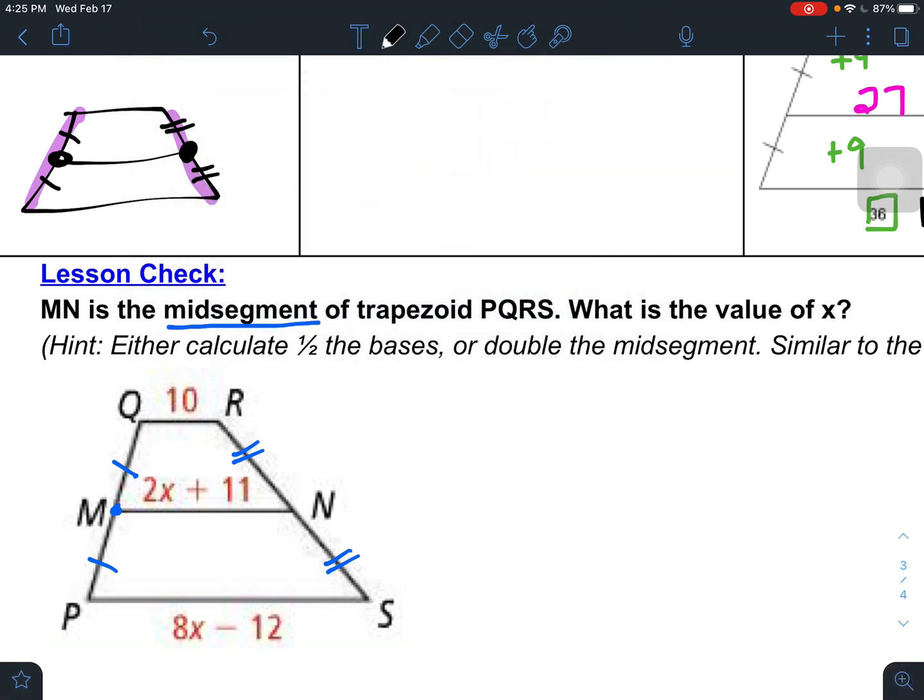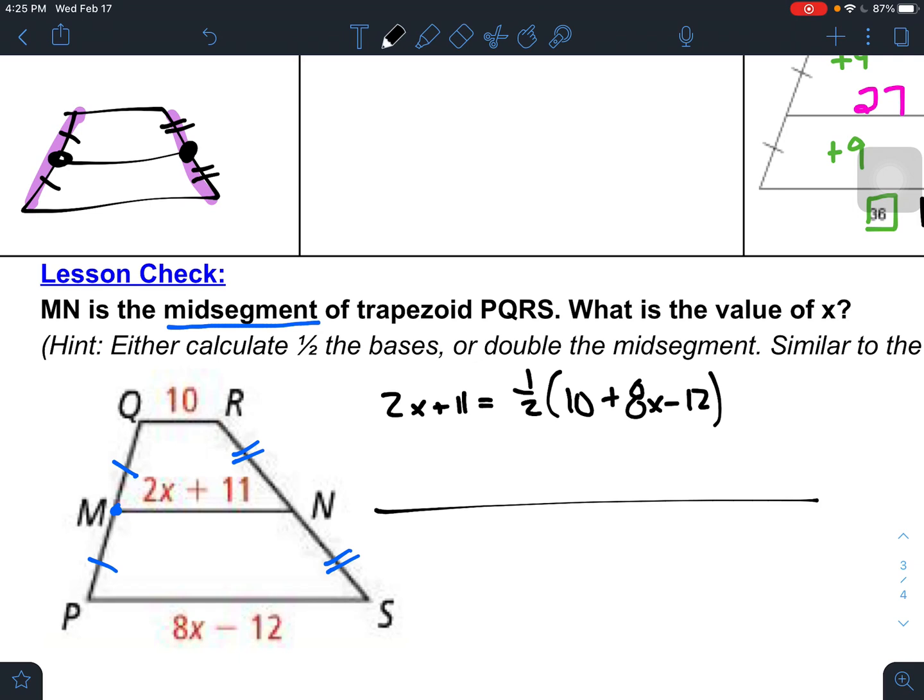You could either say half the sum of the bases, so I could write this as 2x plus 11 equals 1/2 of 10 plus 8x minus 12. That's one way of solving it. Or I can say double the midsegment. 2 times 2x plus 11 equals 10 plus 8x minus 12. So I can either add the two bases and take half of it to equal the midsegment, or double the midsegment to equal the sum of the two bases.